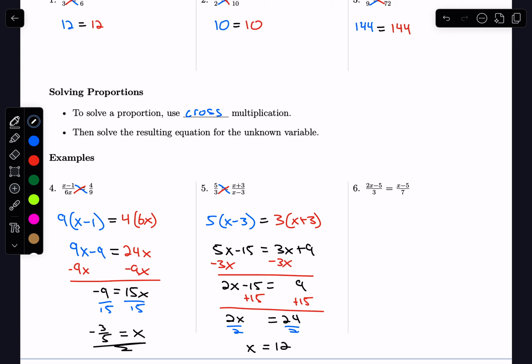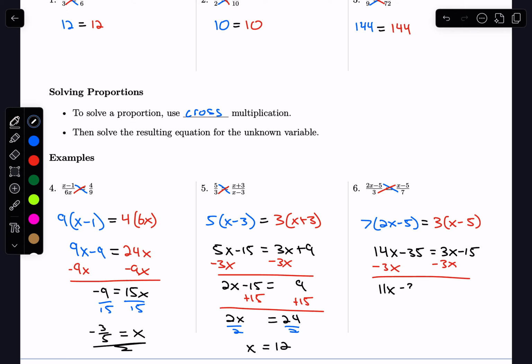(2x minus 5) over 3 is equal to (x minus 5) over 7. I'm going to multiply the 2x minus 5 by the 7, where again I have to distribute that 7. And on the other side, I'm going to multiply 3 times (x minus 5), where I have to distribute that 3. On the left, the distribution gives me 14x minus 35. And on the right, the distribution gives me 3x minus 15. Now, I want to keep my variable term positive, so I'm going to subtract the 3x from both sides. That way I can get all my x's on the left. This leaves me with 11x minus 35 is equal to negative 15.